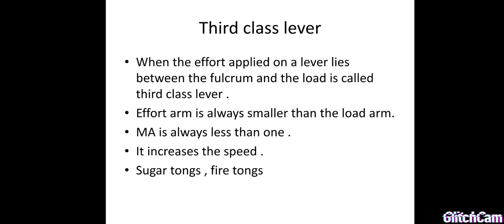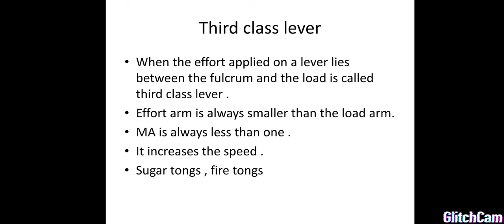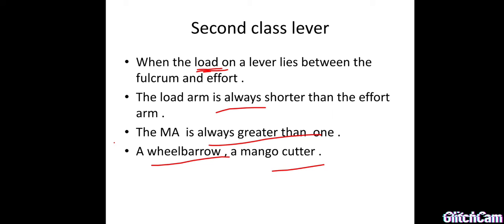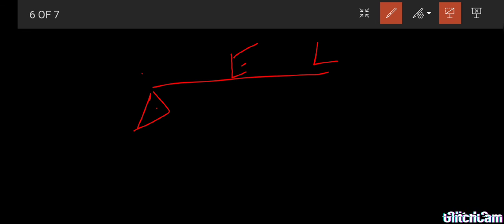Next, the third class lever. When the effort applied on a lever lies between the fulcrum and the load, it is called a third class lever. So the effort is in the middle. This is called a third class lever. Here is the effort, here the fulcrum. So if the fulcrum is on this side, the load is on that side.